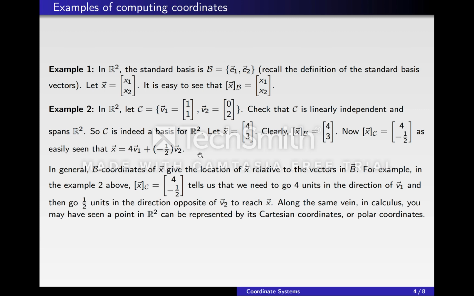Okay, and this sort of idea has shown up in many places in physics, in engineering, and say in your calculus courses. You might have seen points in R2 being represented by the Cartesian coordinate system or the polar coordinate system. It's not quite the same as what we're doing here for two different bases, but that's the idea, that you can represent one object in various different ways. Okay.